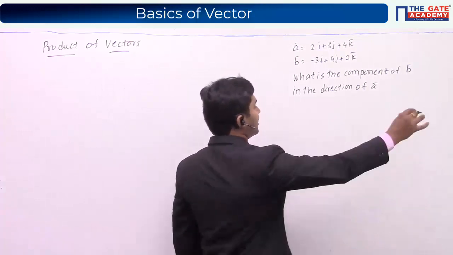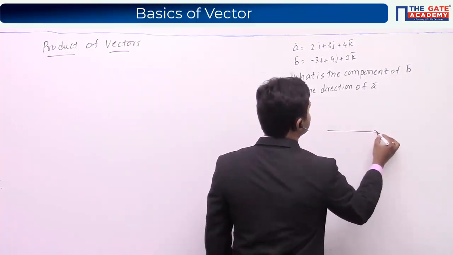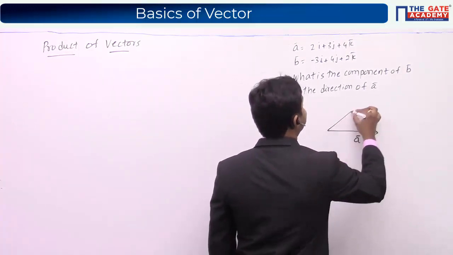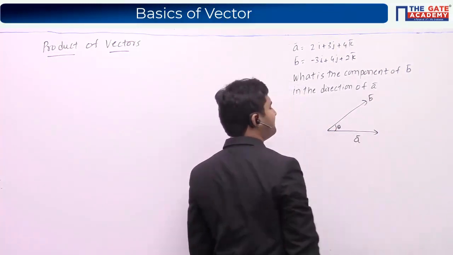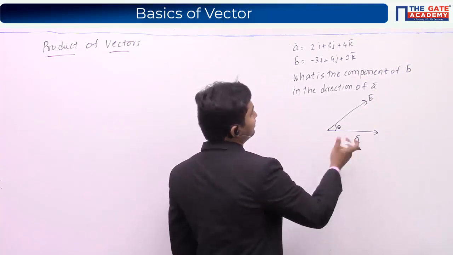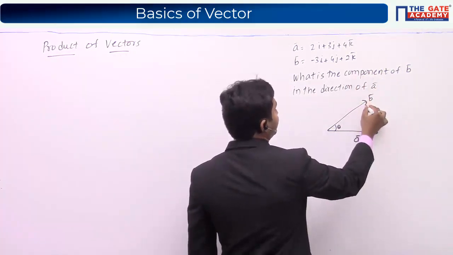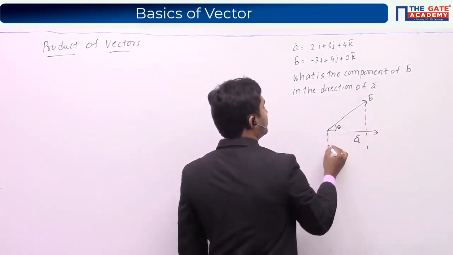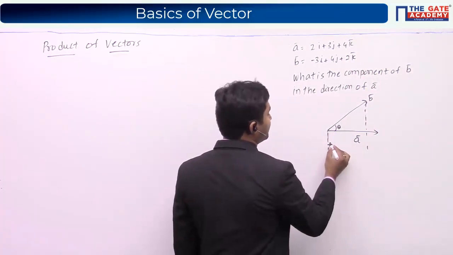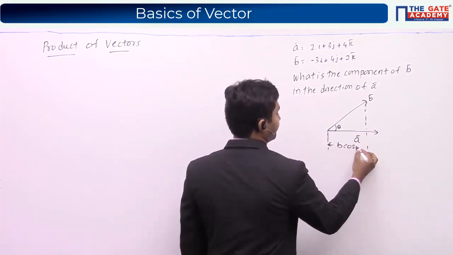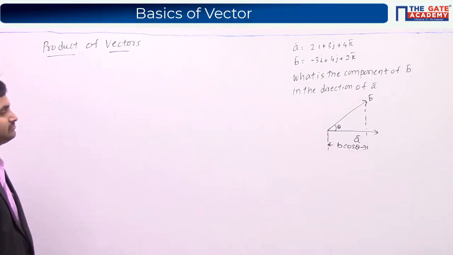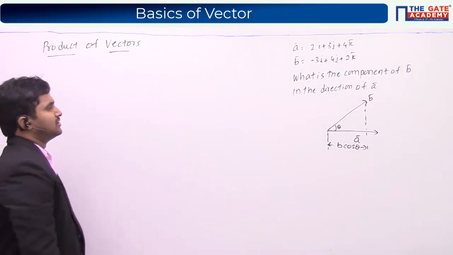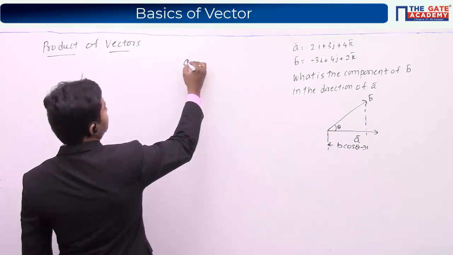So basically, let us assume that we have two vectors A bar and B bar directed like this. There is an angle theta between them. Now what I am asking is, what is the component of B in the direction of A? It is simply B cos theta. So we can use the concept of dot product here.